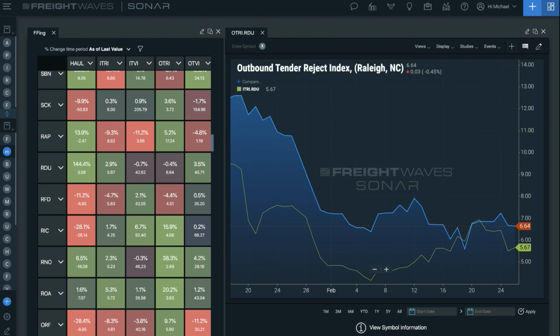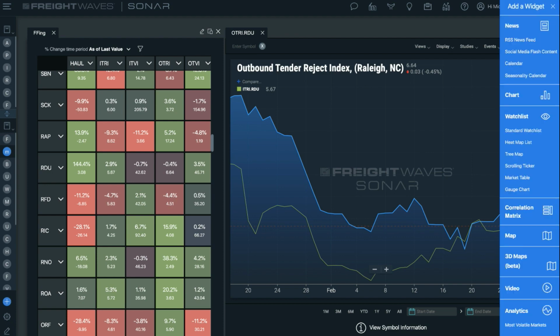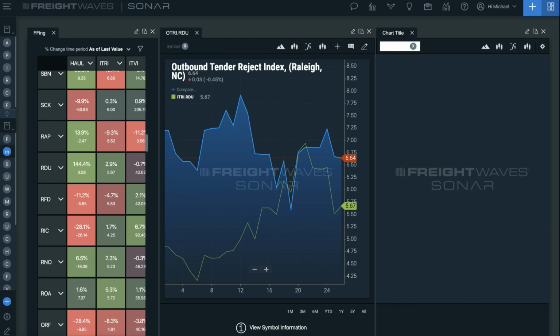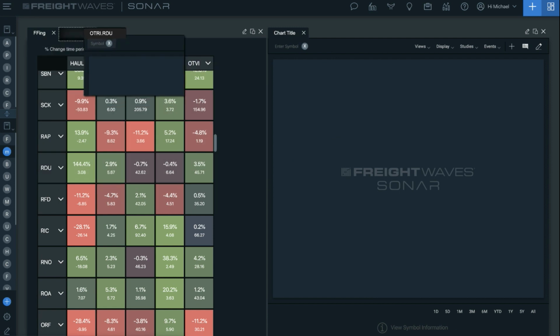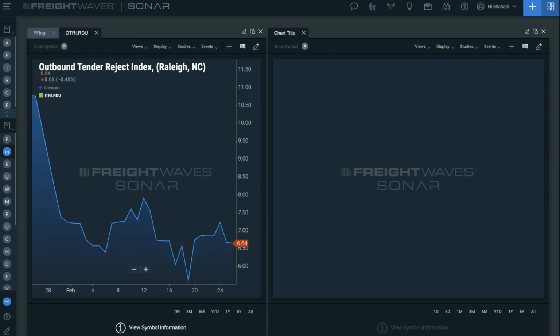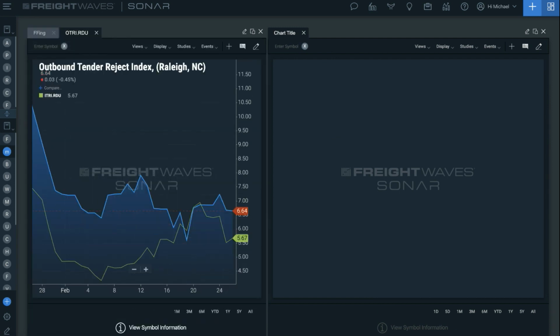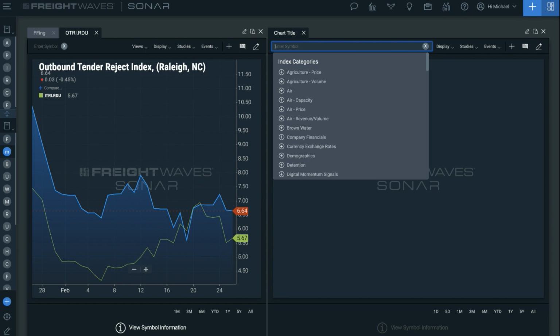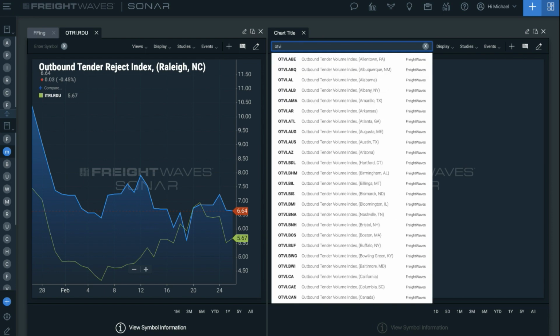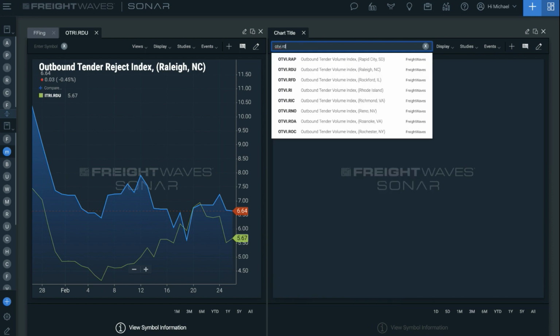Let's add another chart to this quickly by clicking on this menu of our widgets and clicking on a chart, and it'll put it next to this. We'll gain a little bit of real estate by moving this one over. And now we have the chart we just built right here with the outbound tender rejects and the inbound tender rejects. Now let's take a look at the outbound tender volumes, or the number of loads coming out of Raleigh.